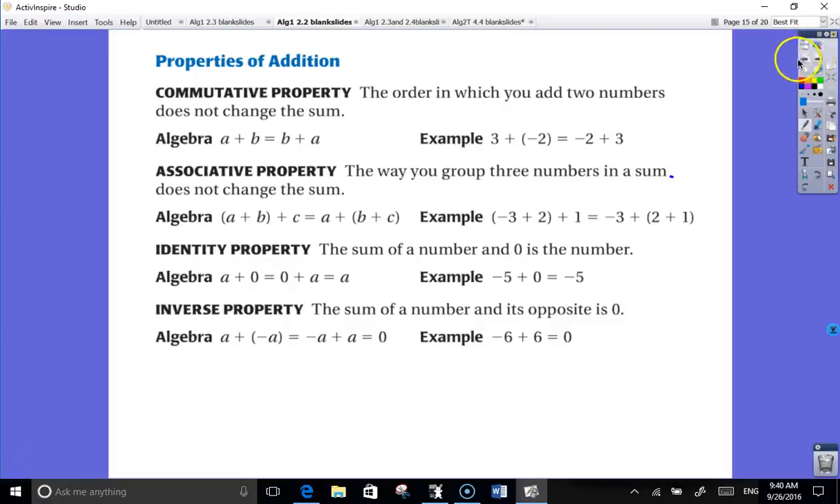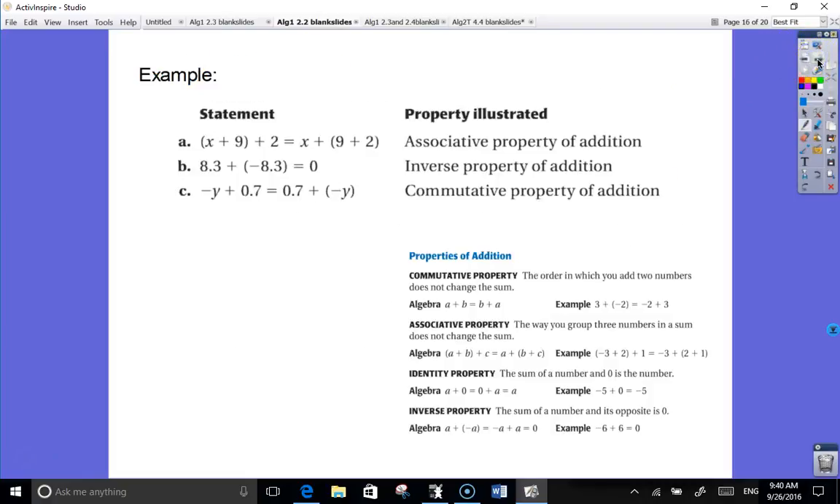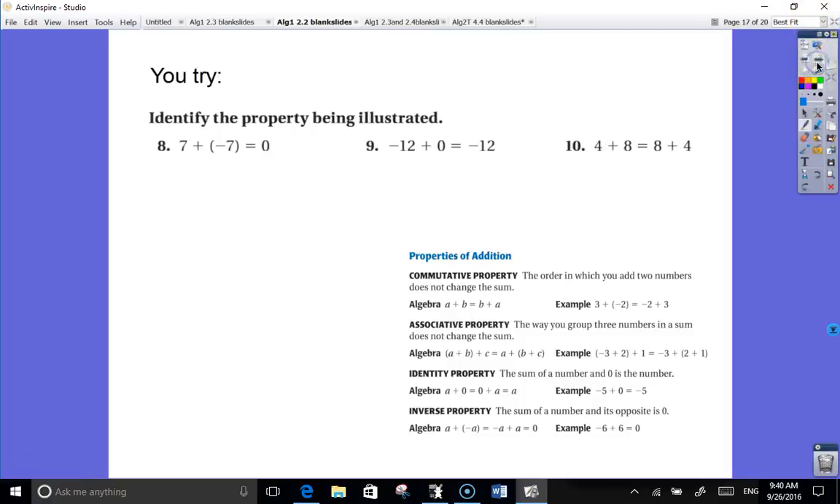Okay. So let's see which properties these are above here. Actually, this one is already worked out. So the first one is associative, because they just changed the grouping. The second one is inverse, because you're adding a number and its opposite. And the third one, they're changing the order. So I think the next one you've got to do. You tell me those three properties.